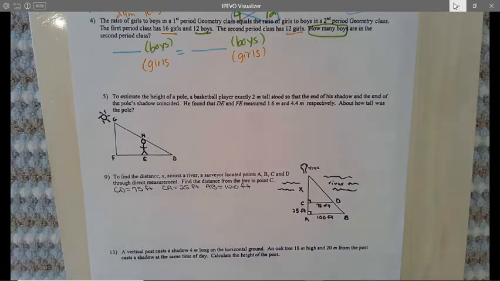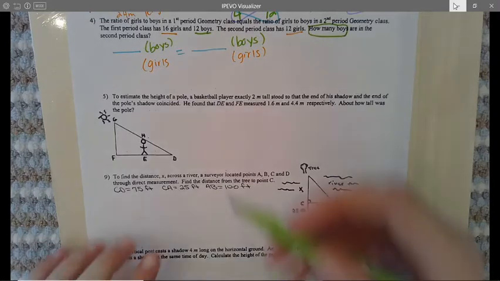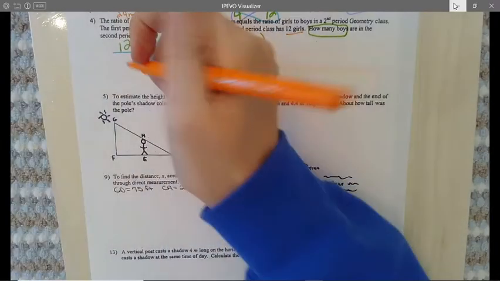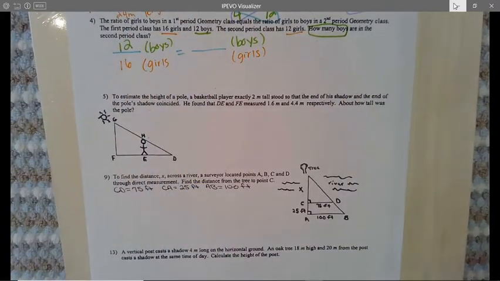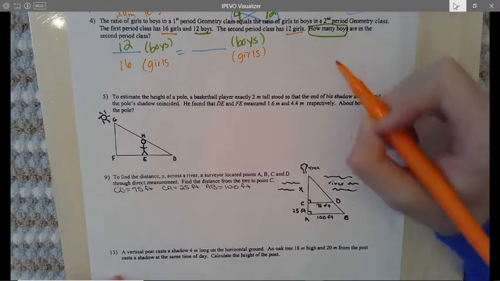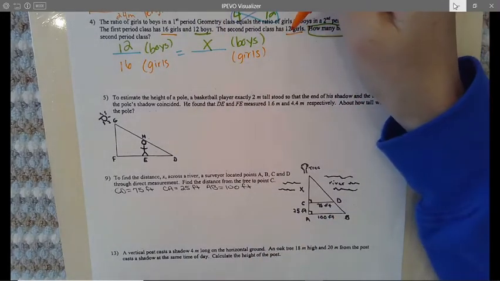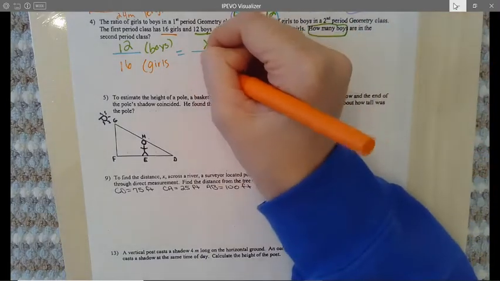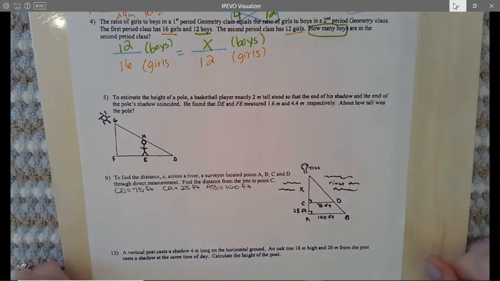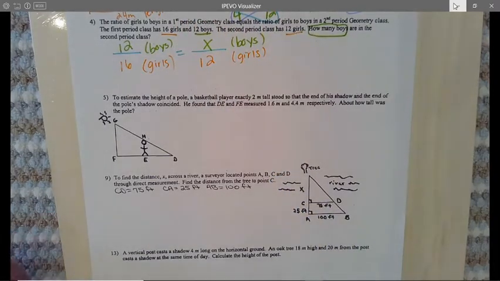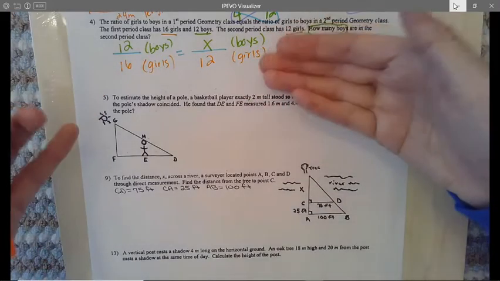Okay, so let's set this thing up. In my first period class, I have 12 boys and 16 girls. And in my second period class, I don't know how many boys there are. That's what I'm trying to find. So I'm going to put an x for boys. And there are 12 girls in the second period geometry class. After you set it up, you simply just solve. The hardest part about these problems, in my opinion, is setting it up. After we set it up, you guys know what to do.